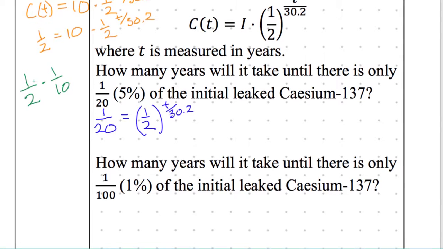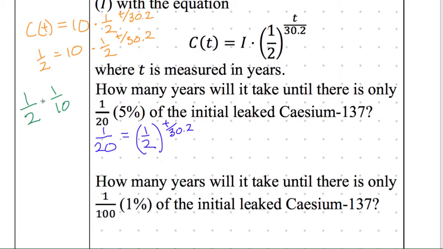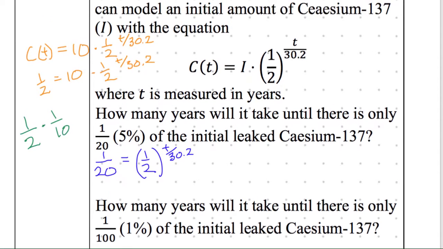So this was the keep it, change it, flip it rule. 1/2 times 1/10. Multiply the bottoms. 1 over 20, which is what we just put right here. So it doesn't matter what my initial amount is. Again, don't write this down. I'm going to delete all this stuff in a sec.